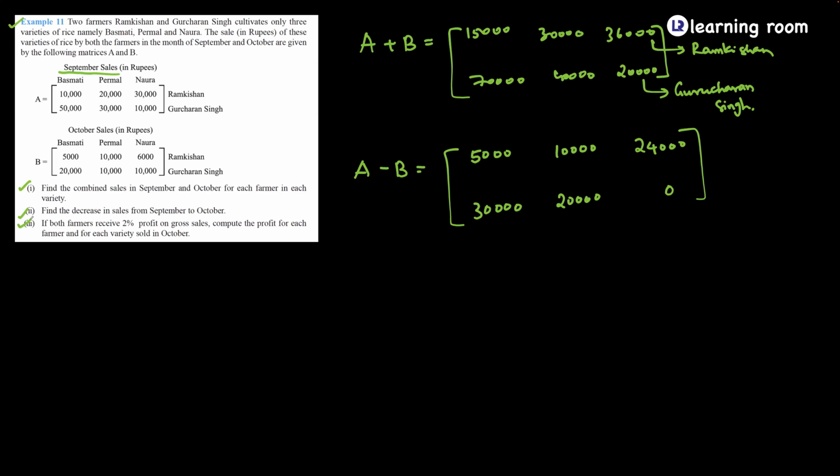So what should I do? To each number, I should add 2% of it. Are you able to understand? So basically, A plus B is there, no. So the matrix they are expecting is A plus B plus 2% of A plus B. Right. So how much is that going to be? Let's do it directly.